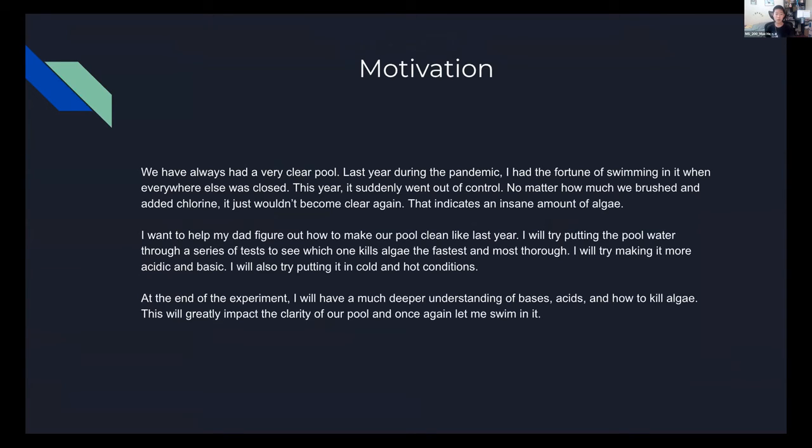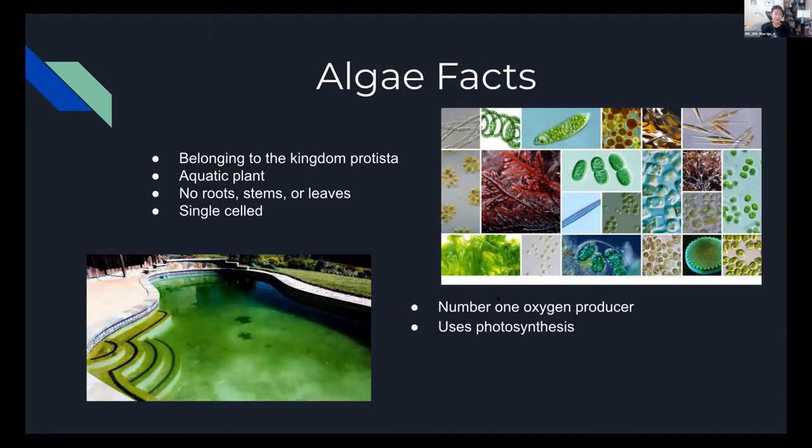I'll try putting pool water through a series of tests to see which one kills algae fastest. At the end of the experiment, I hope to have a deeper understanding of bases, acids, and how to kill algae. Algae facts. Algae belongs to the kingdom Protista. It is an aquatic plant with no roots, stems, or leaves. It also is the number one oxygen producer. It produces more oxygen than trees.